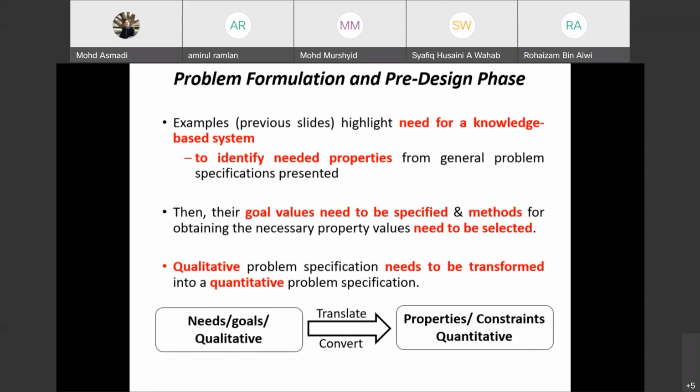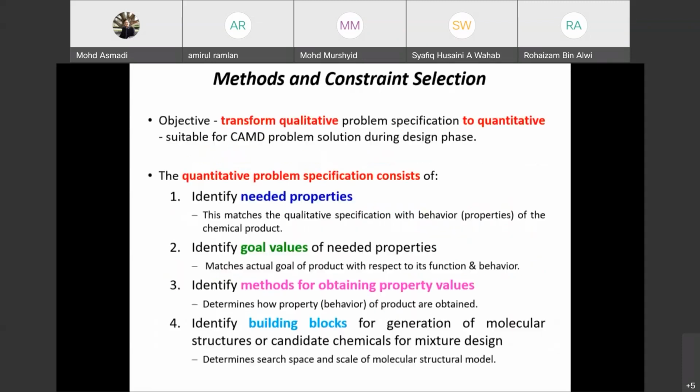One more thing, constraints. With constraints, we want to know the boundary actually. Without the constraint, it's going to be a very large number of components that you're going to generate. So the method and construction objective is to transform the qualitative problem to a quantitative one.